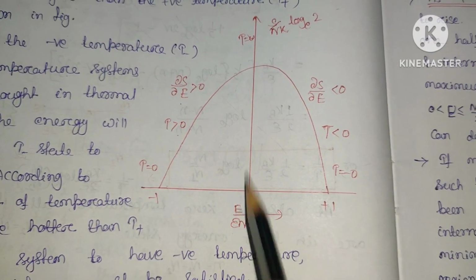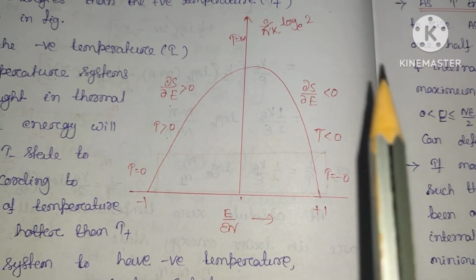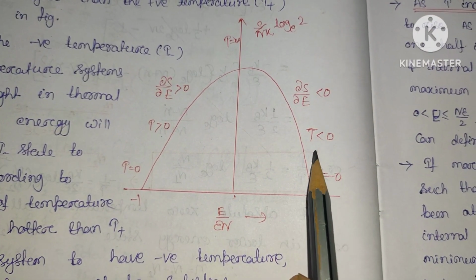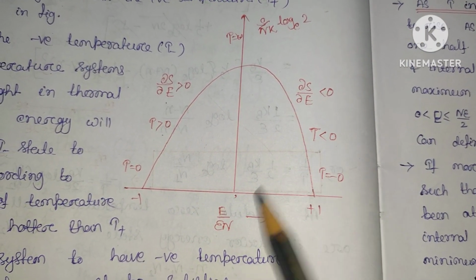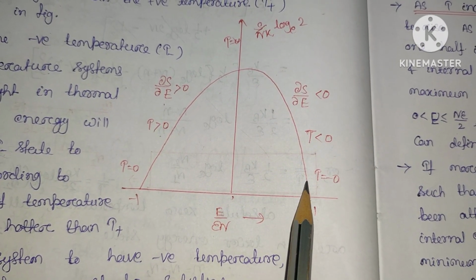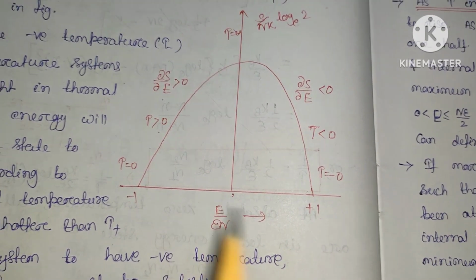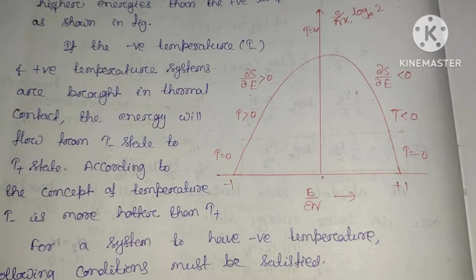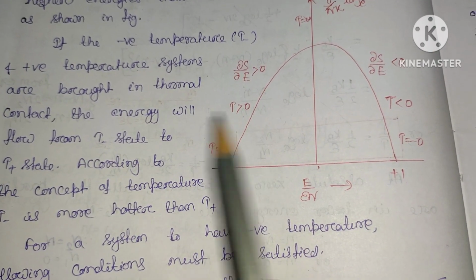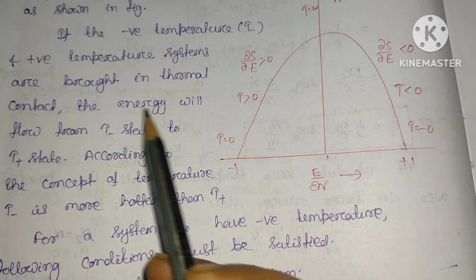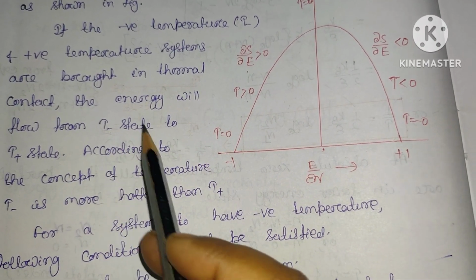The paradoxical result is that a system at a negative temperature is actually hotter than the infinite absolute temperature. Are you getting my point? The negative temperature is hotter than the infinite absolute temperature. So the negative temperature is not below absolute zero, but just above infinite absolute temperature. That's why, when they are brought in thermal contact with each other, the energy will flow from the T negative state to the T positive state.